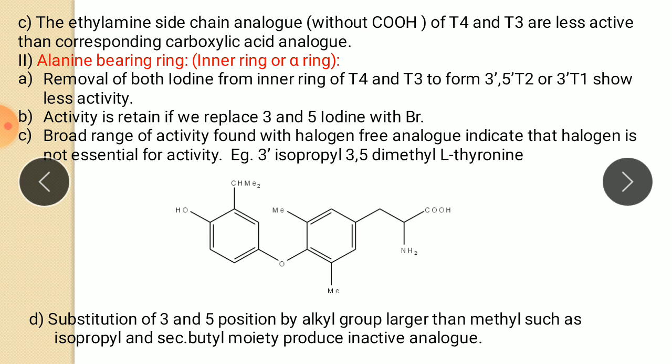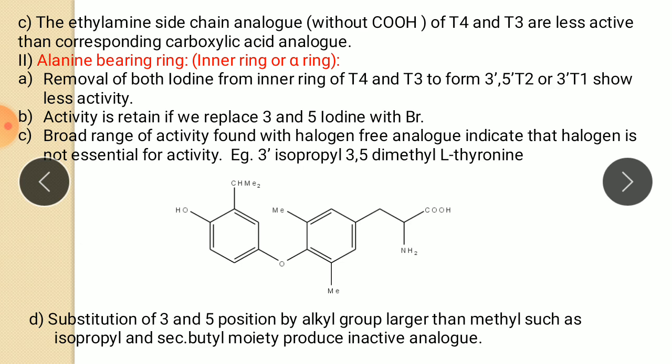Then small b point, activity is retained if we replace the 3 and 5 iodines with bromine. So if we replace the iodine of T3 and T4 with bromine, the activity remains. Next point, the broad range of activity found with halogen free analogs indicates that halogen is not essential for activity.